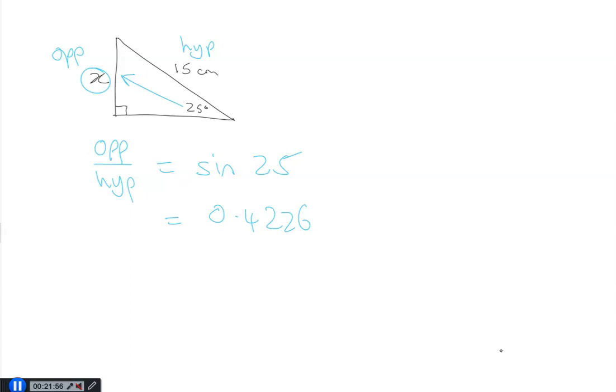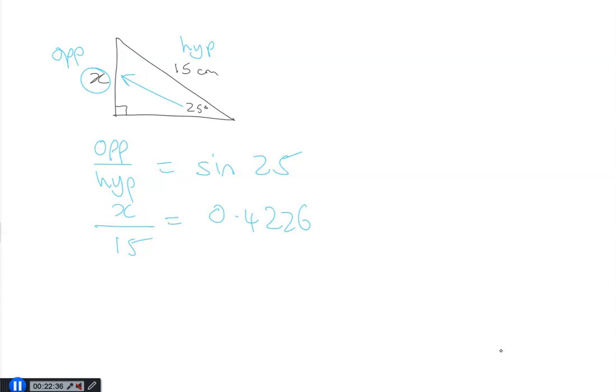Do I know the opposite side, or have I got a label for the opposite side in this triangle? Yep. It's x, yes? So I don't have a number, but I've got a label. Do I know or have a label for the hypotenuse? Yep, what is it? 15. So notice the trig function says, I know what the ratio should be for this type of triangle. So the ratio of these 2 sides should be 0.4226. What number do I need to make that ratio true? Because the ratio for sine is opposite over hypotenuse. That ratio has to equal this. That's what that number is. It's the division of the 2 sides.